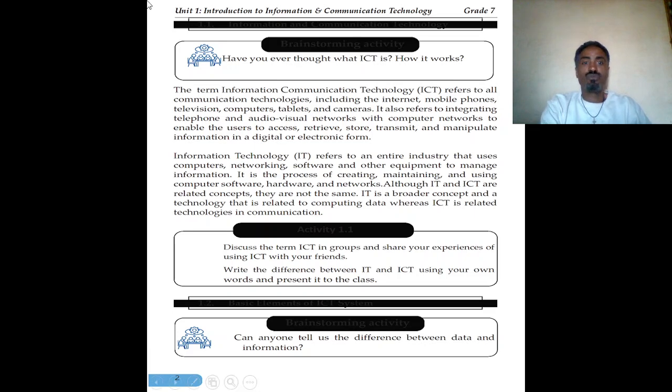When you say ICT, not only computers, it also refers to the internet, mobile phones, television, cameras, and digital systems and devices. It also refers to integrating telephone and audio-visual networks with computer networks to enable users to access, retrieve, store, transmit, and manipulate information in a digital or electronic form.